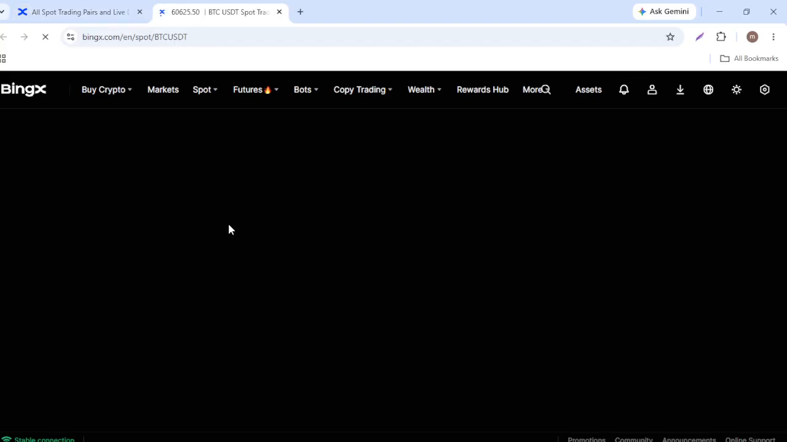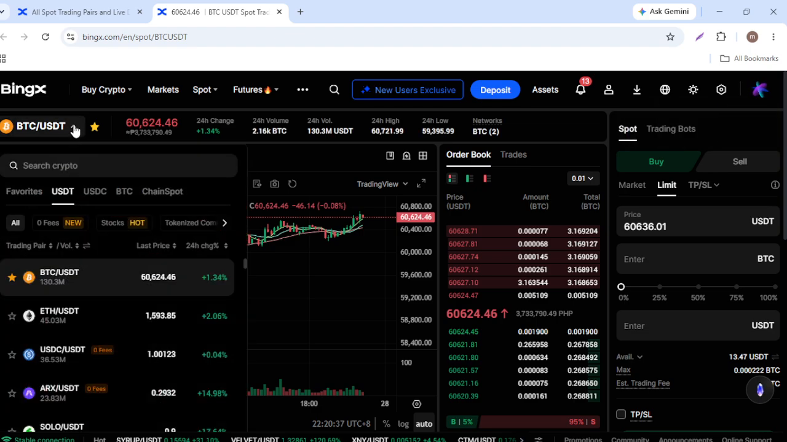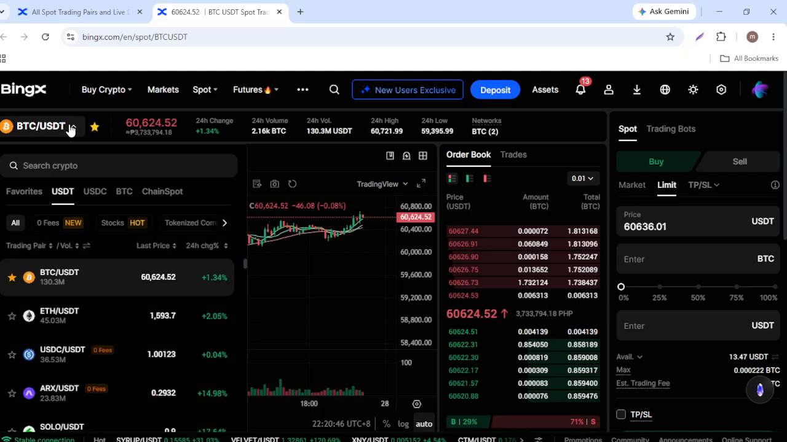A trading pair simply shows which cryptocurrency you're buying or selling and what you're using to pay for it. For example, let's look at BTC to USDT. The first currency, BTC, is called the base currency. This is the asset you're buying or selling. The second currency, USDT, is called the quote currency. This is the asset used to determine the price of the base currency. So, if you're trading BTC to USDT, you're buying or selling Bitcoin using Tether, also known as USDT.